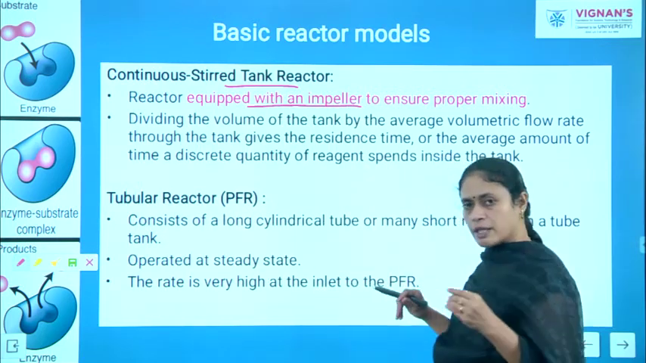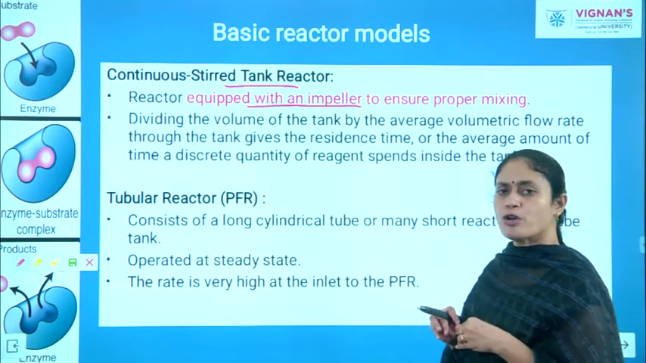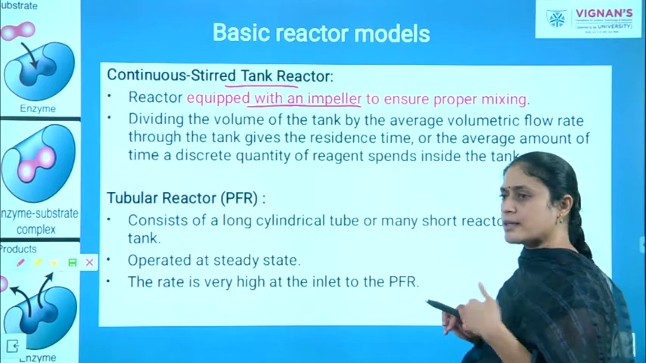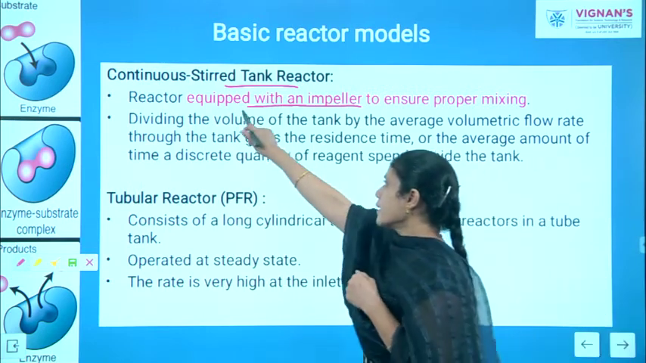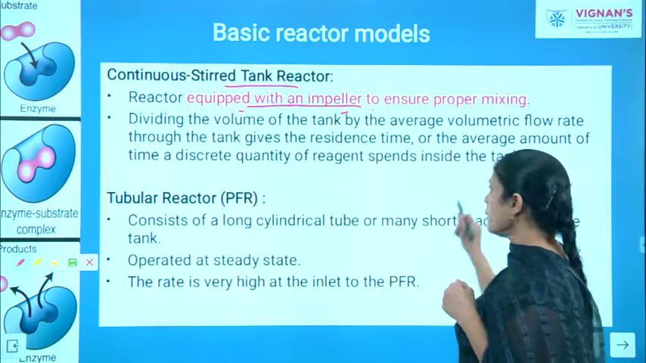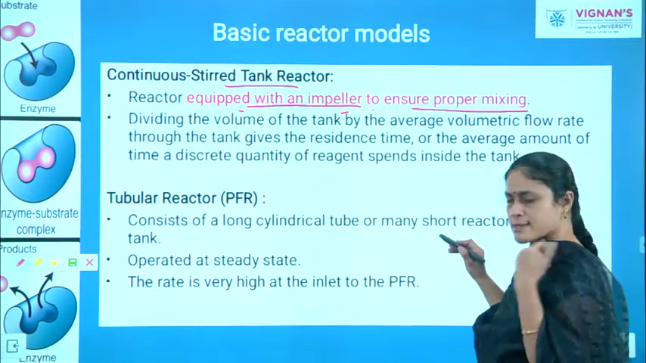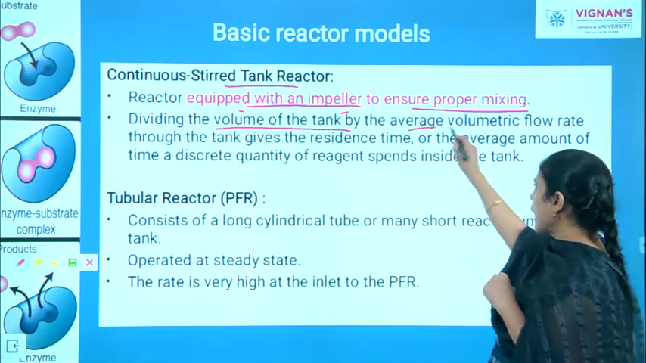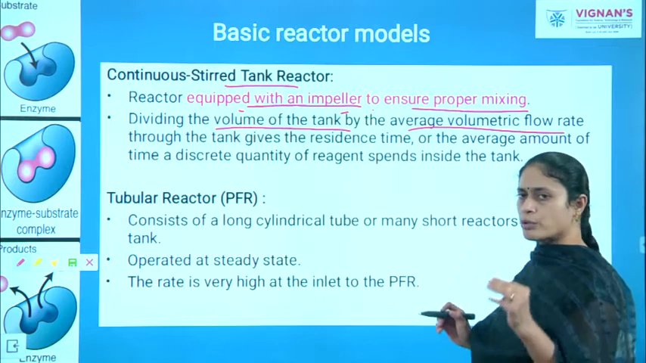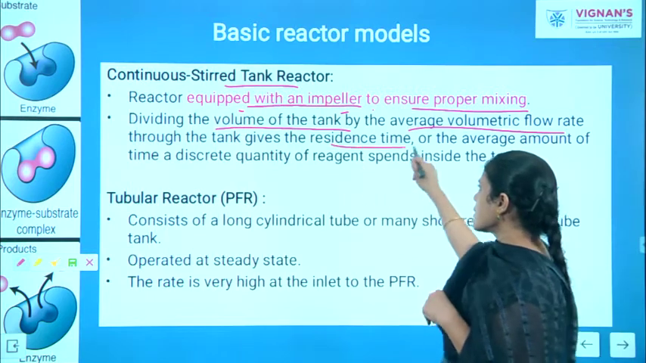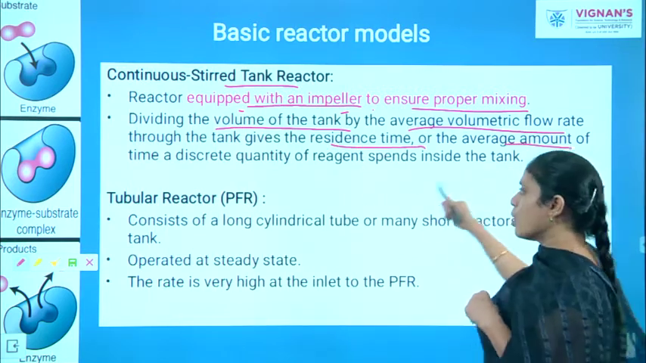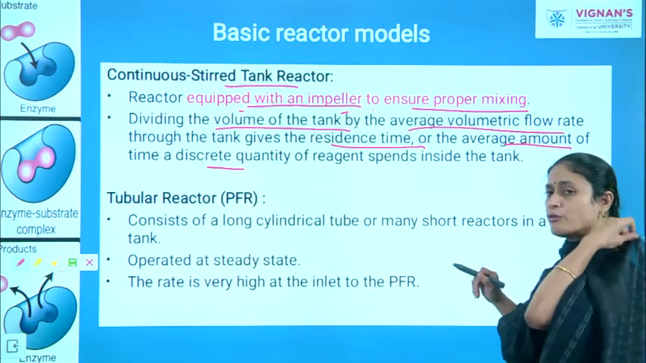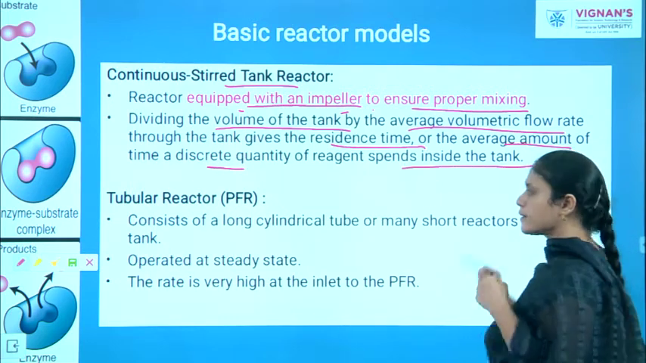So, the reactor will be having an impeller in order to have uniform mixing of the components present inside the reactor. The reactor is equipped with an impeller to ensure proper mixing. Dividing the volume of the tank by the average volumetric flow rate throughout the tank gives the residence time, or the average amount of time a discrete quantity of reagent spent inside the tank.